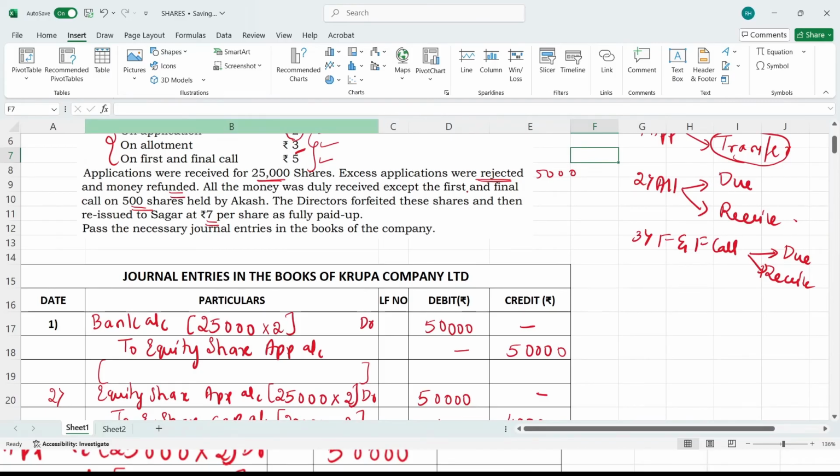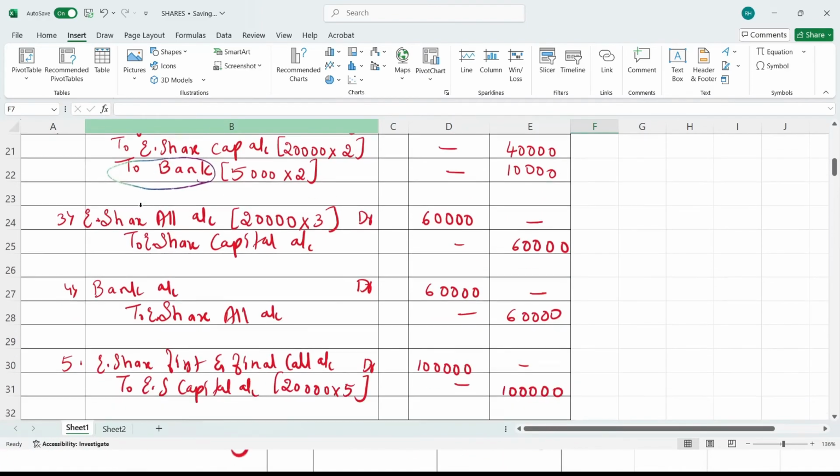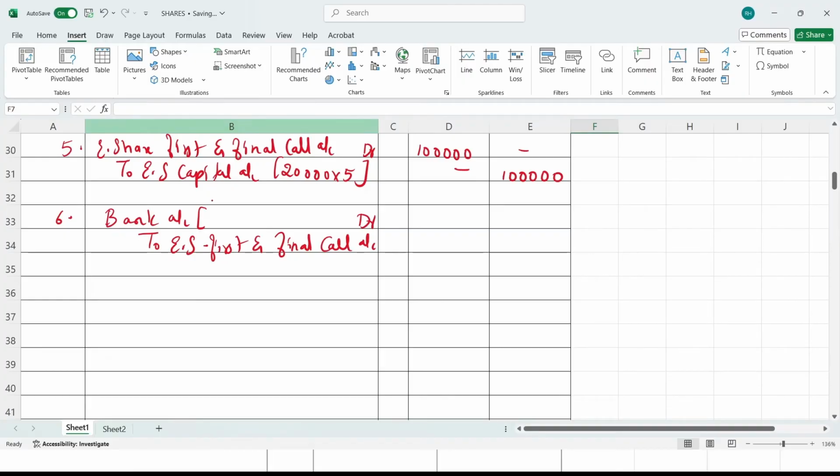All the money was duly received except the first and final call on 500 shares. 500 shares you are not receiving. So total how many shares? Total is 20,000 shares minus 500 equals 19,500 into 5 rupees. You are receiving only for 19,500 shares, which comes to 97,500.